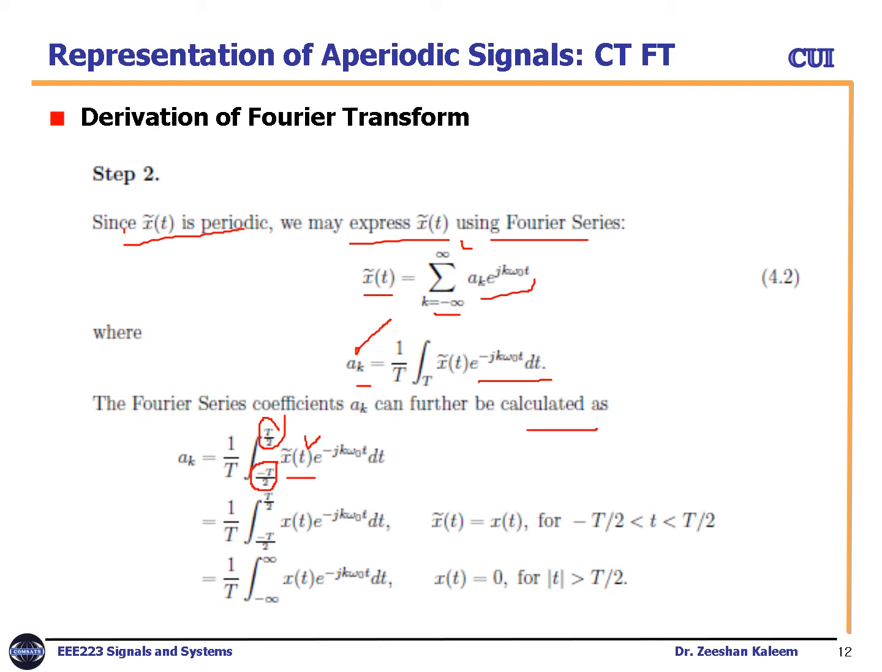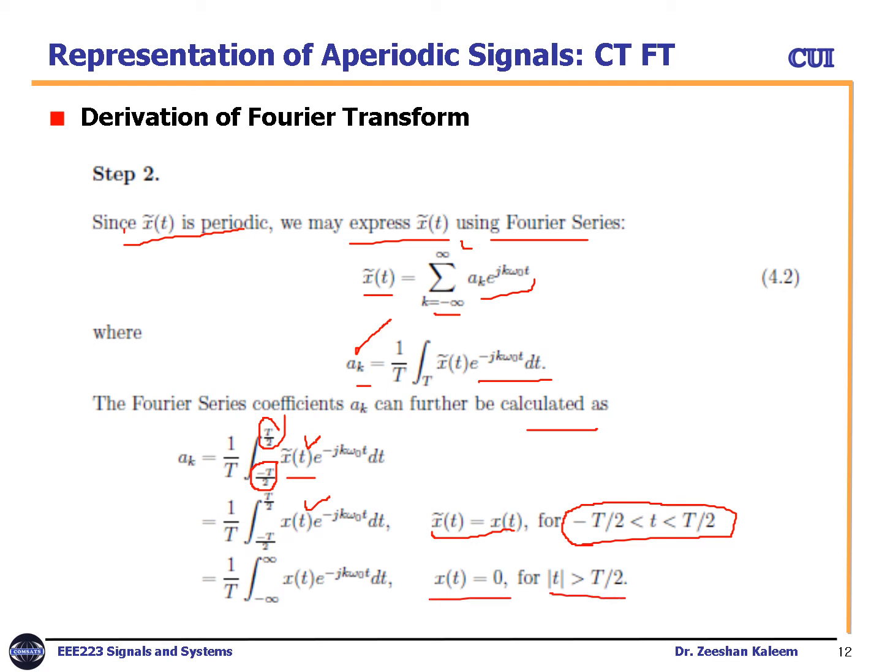and as you know that x tilde(t) is equal to x(t), right? Because this x tilde(t) is equal to x(t) for the mentioned period, this time duration. So we can just replace x tilde(t) with x(t), and as we already discussed, x(t) is equal to 0 for t greater than T/2.